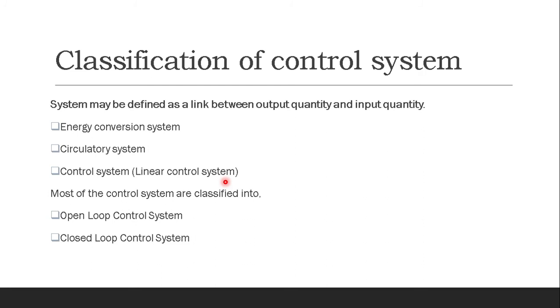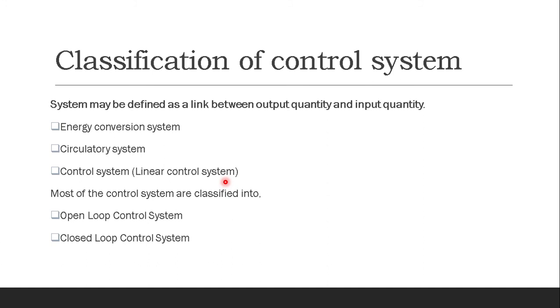Okay, now the output quantity is generally called the controlled variable and the input quantity is generally called our command signal or manipulated variable. So this thing we have already done with one example of a car. Now again consider one example of a DC generator that is driven by a prime mover. Now what does a DC generator do? It will convert mechanical energy into electrical energy. So it is an energy conversion system.